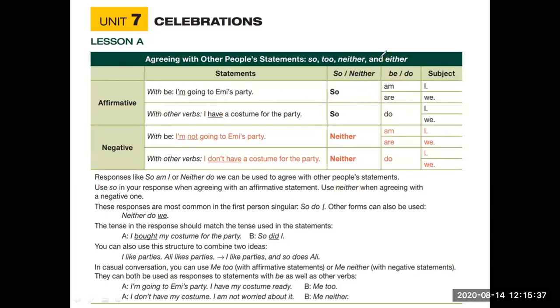Let me clear this. These responses are most common in the first person singular: so do I. Other forms can also be used. Neither do we, right?